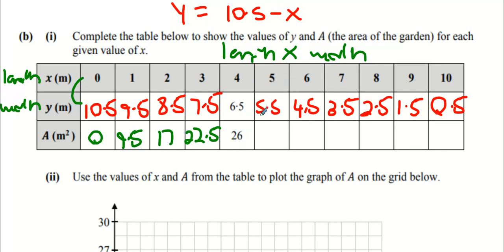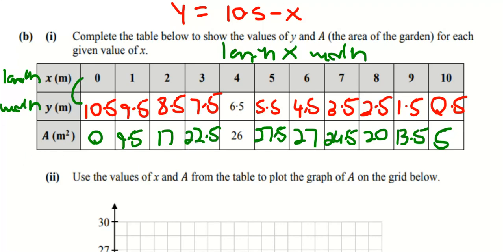5 multiplied by 5.5 is 27.5. 6 multiplied by 4.5 is 27. 7 multiplied by 3.5 is 24.5. And 8 multiplied by 2.5 is 20. 9 multiplied by 1.5 is 13.5. And 10 multiplied by 0.5 is 5. So this is the area for each one.